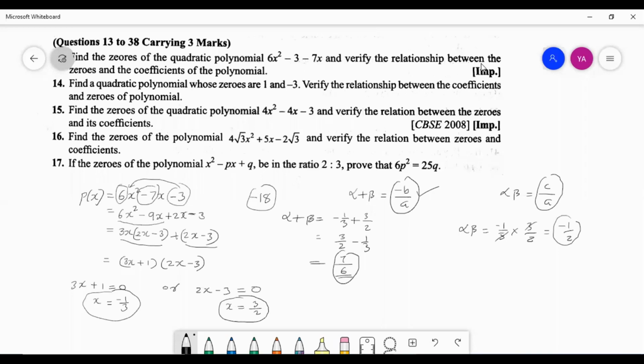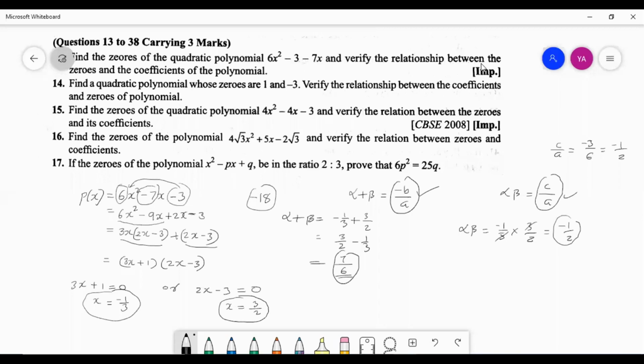What will be c by a here? It is minus 3 by 6. If you reduce this, what will you get? Minus 1 by 2. So c by a is equal to alpha into beta. So both relations are verified. So for this you will get 3 marks. So you want to think about how much time you can spend on this question in the exam room.